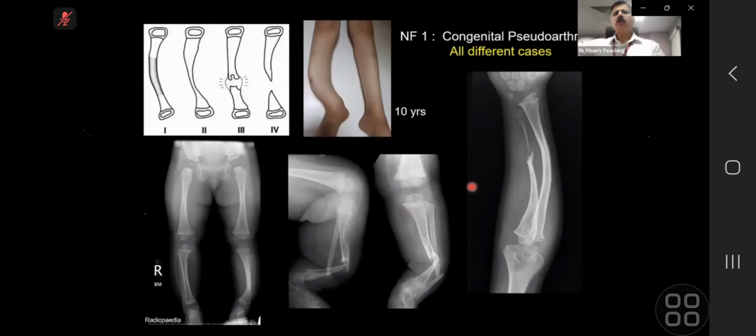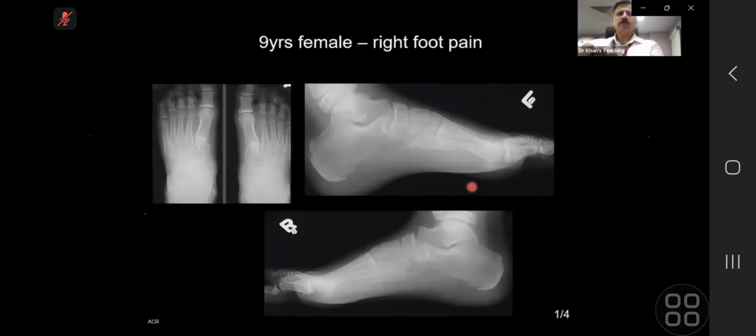So as I've told you, NF1 is a very, very important case, a very favorite of examiners, and multi-system type of cases do come in the exam. So this is one of the plain films which can come with, let's say, an MR of the spine or MR of the brain, etc., with other stigmata. Okay, so this is your second case.